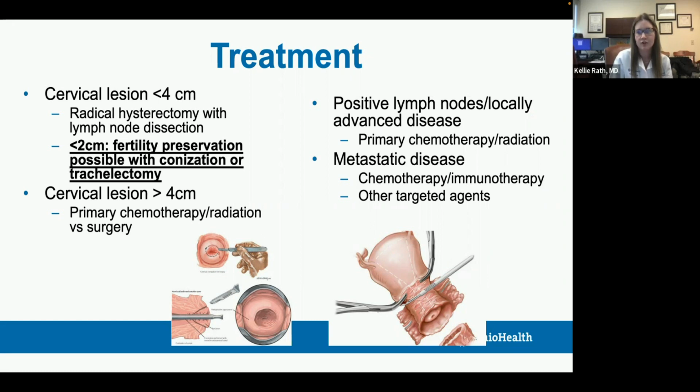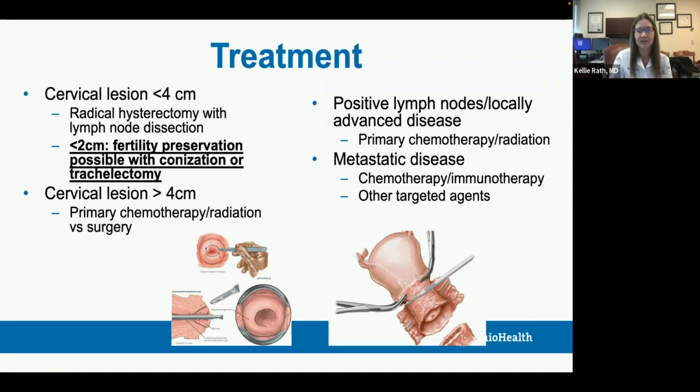Small tumors are treated with radical hysterectomy and lymph node dissection. Patients who desire fertility and are planning future pregnancies can many times have fertility sparing surgery as long as the lesion is less than 2 centimeters. As the lesion gets larger than 4 centimeters on the cervix, these are the patients that are going to be routed towards primary chemo and radiation.